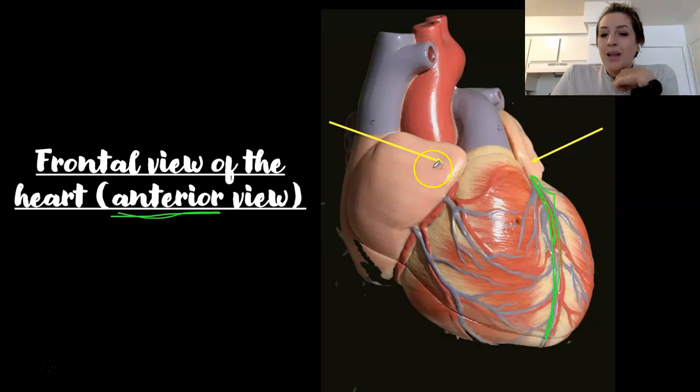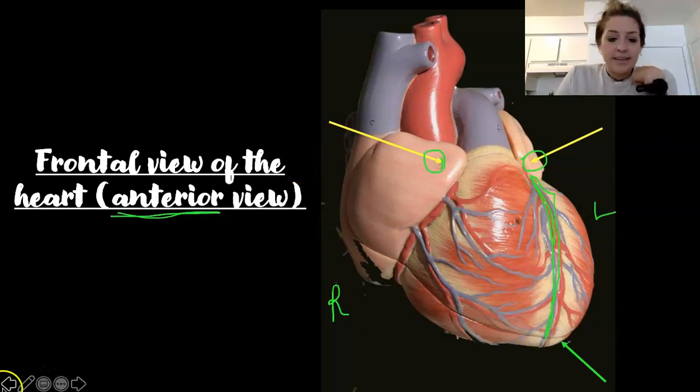And these little elephant ear flaps, I think they look like elephant ear flaps, these are known as your auricles. So if this is the right side and this is the left side of the heart, this is going to be your right auricle and this is going to be your left auricle. These are really important for being able to identify where the superior vena cava enters and where that pulmonary vein enters.